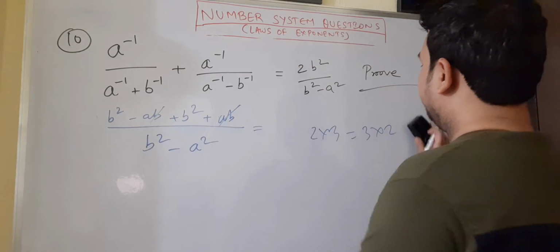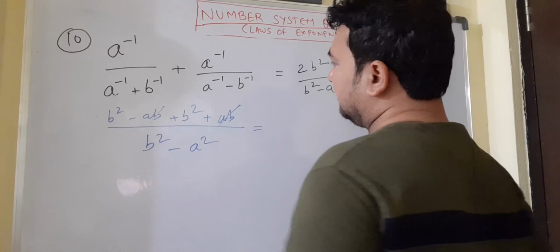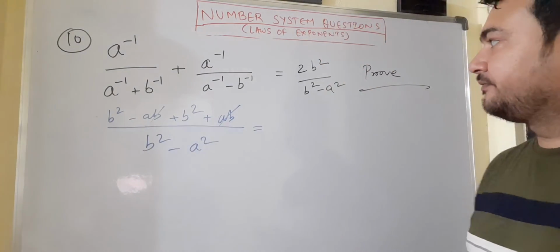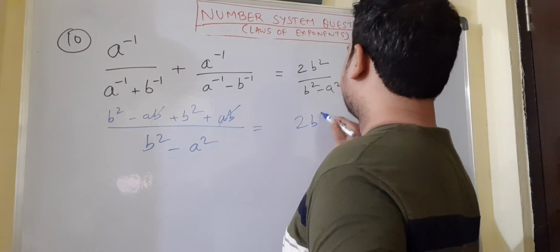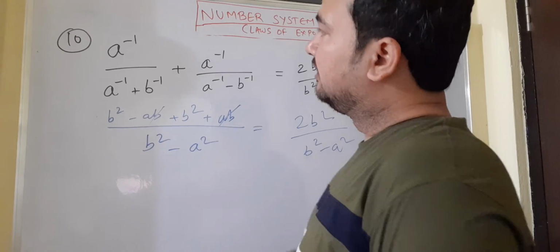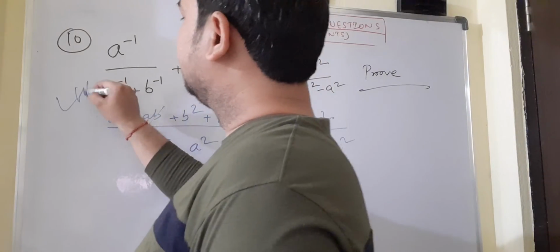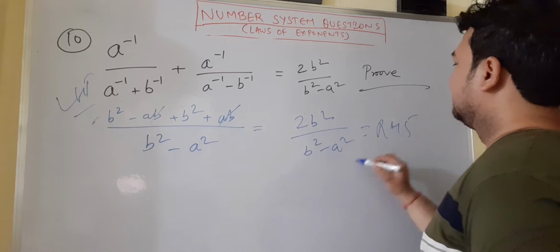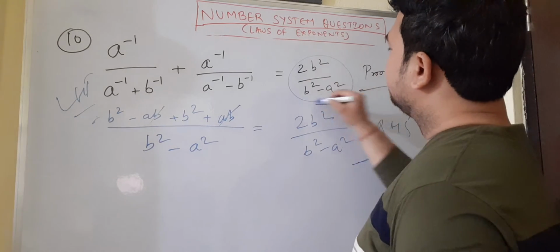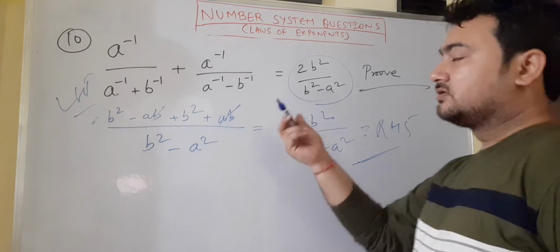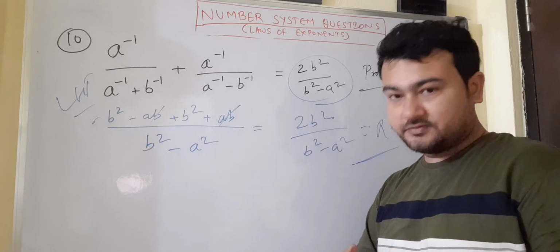And what you are having is B square and one more B square, this 2B square, and in the denominator B square minus A square. So you proceeded with the LHS and you got this as the RHS. This RHS was the same and hence proved. So question number 10 is also done. This was a very easy question.